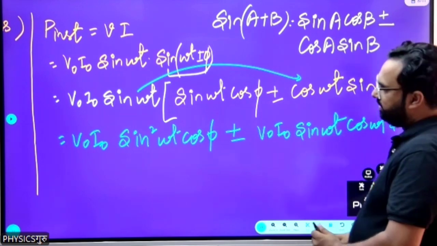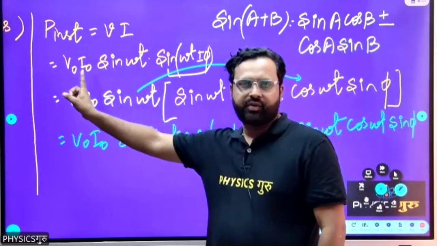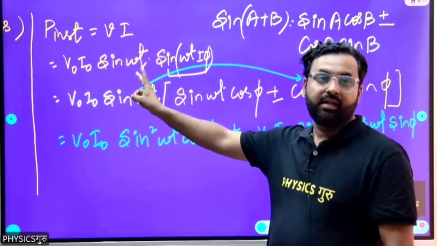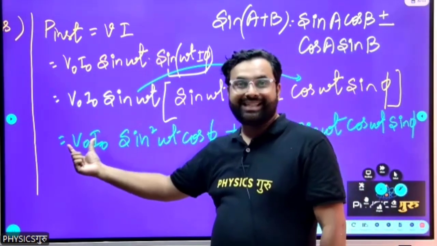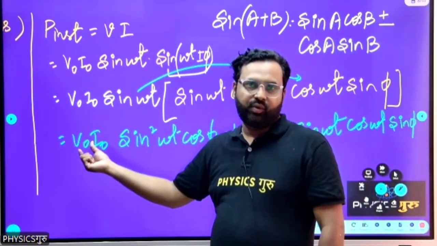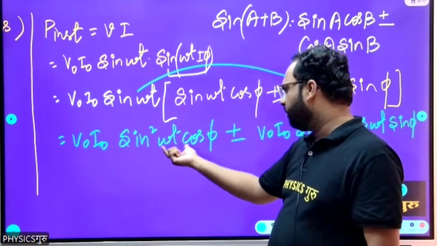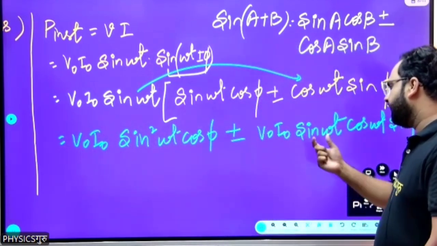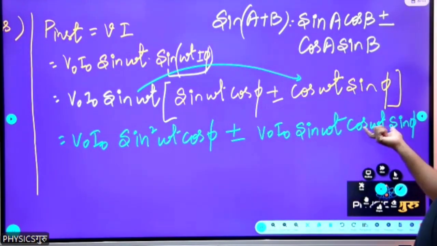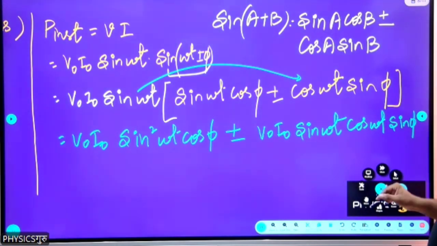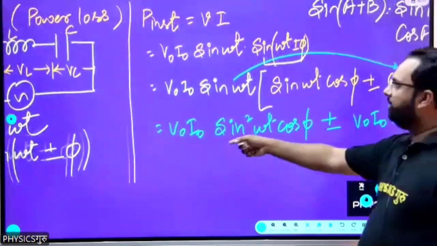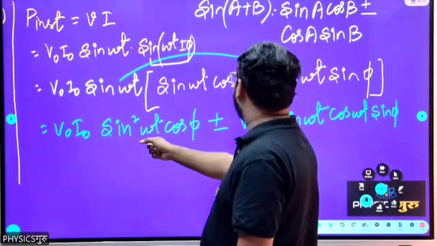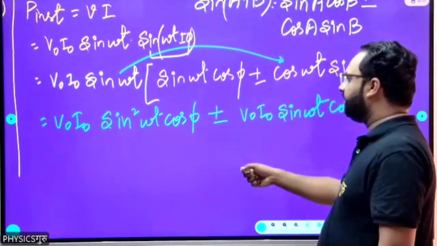First step, write the expression for voltage, then the expression for current. Third step, just multiply these two so that you can get the instantaneous power. So it is V naught I naught sine square omega t cos phi plus minus V naught I naught sine omega t cos omega t sine phi. Now the next step deals with average power. So for average power, we need to integrate this entire expression.